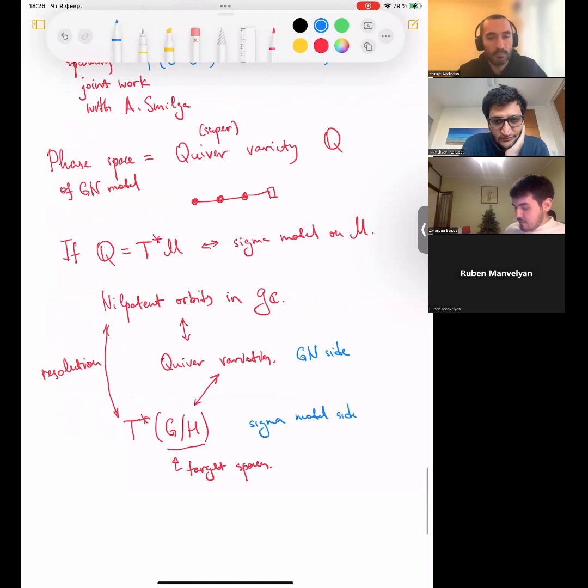So if you want to have a sigma model with G over H target space, you should find a nilpotent orbit whose resolution it is. And then for this nilpotent orbit, find the corresponding quiver formulation and write the Gross-Neveu model. Of course, you can do it explicitly, integrating out the V variables, and you will get the metric of your sigma model eventually.